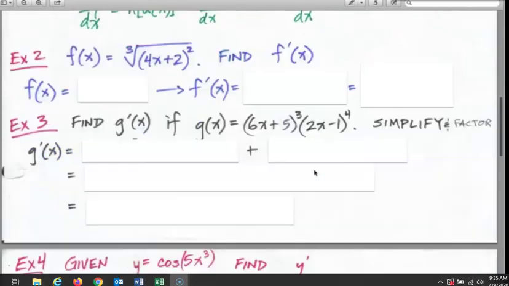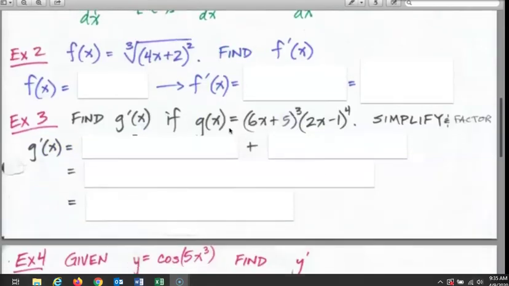Okay? Example 2. First of all, we want to rewrite this one. How can we rewrite this as a power? You're used to that by now, hopefully. That's going to be 4x plus 2 raised to the 2/3. Now let's do the power rule on that that we just did. Go ahead and hit pause and do it on your own.